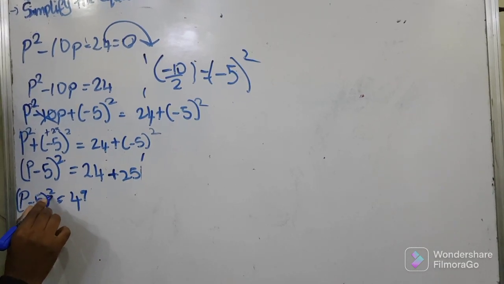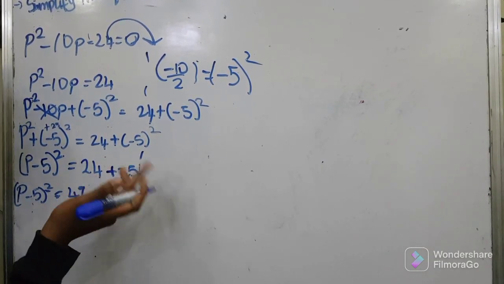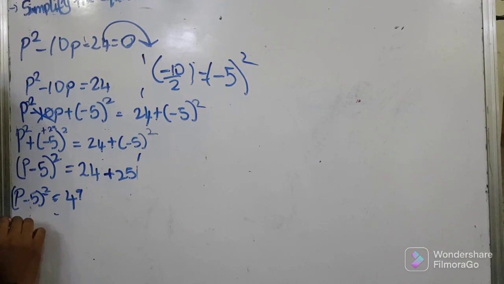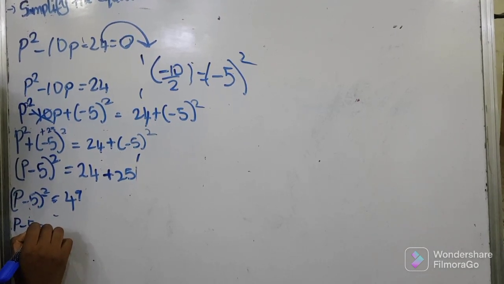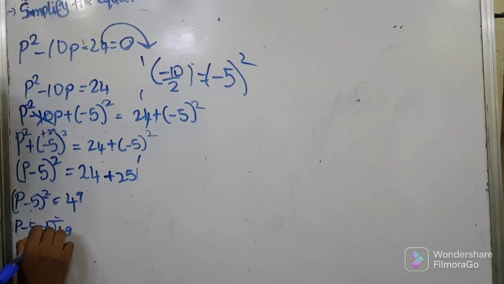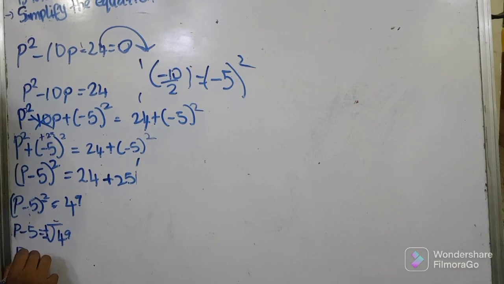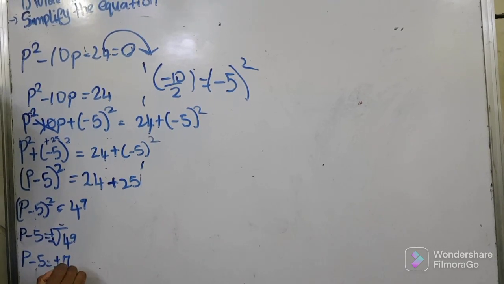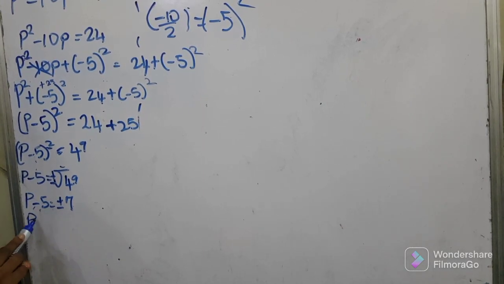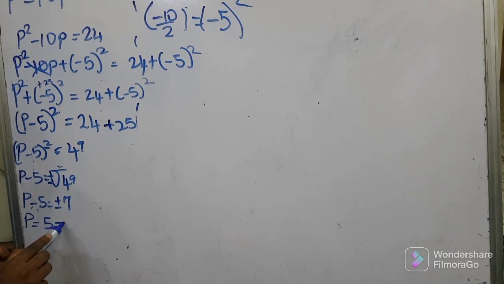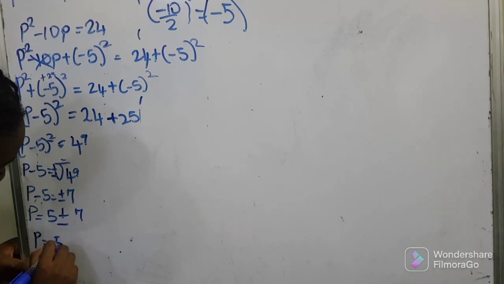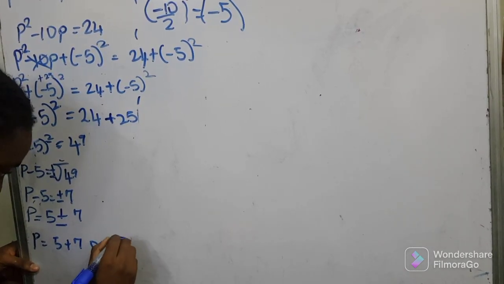Now you move the square to the right hand side, the opposite side. When you move, the opposite of square is square root. So it will be p minus 5 equals to square root 49. This time you add plus or minus. So it will be p minus 5 equals to plus or minus 7. So it will be p equals to 5 plus or minus 7. So it will be p equals to 5 plus 7 or 5 minus 7.